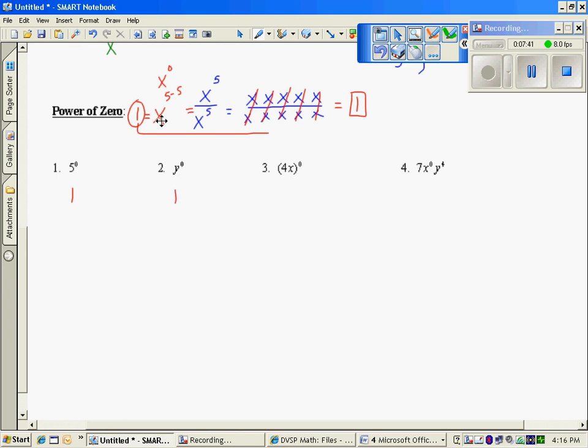4x to the 0 power. Notice the parentheses, the 0 power is on both the number 4 and the variable x. That is also equal to 1. In this problem, only the x has the power of 0, so that's going to change into a 1. Nothing else changes here because of where my grouping symbols were in question 3 versus in number 4. There are no grouping symbols, so the exponent of 0 is only on the x. Simplifying, I get 7 times 1 times y to the fourth, which is 7y to the fourth.